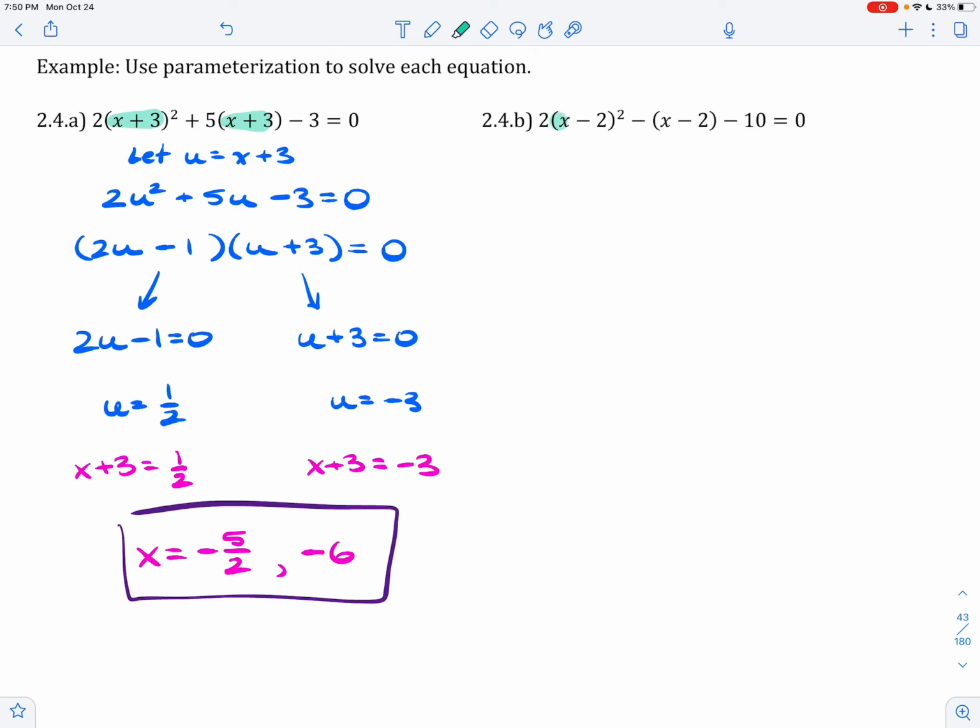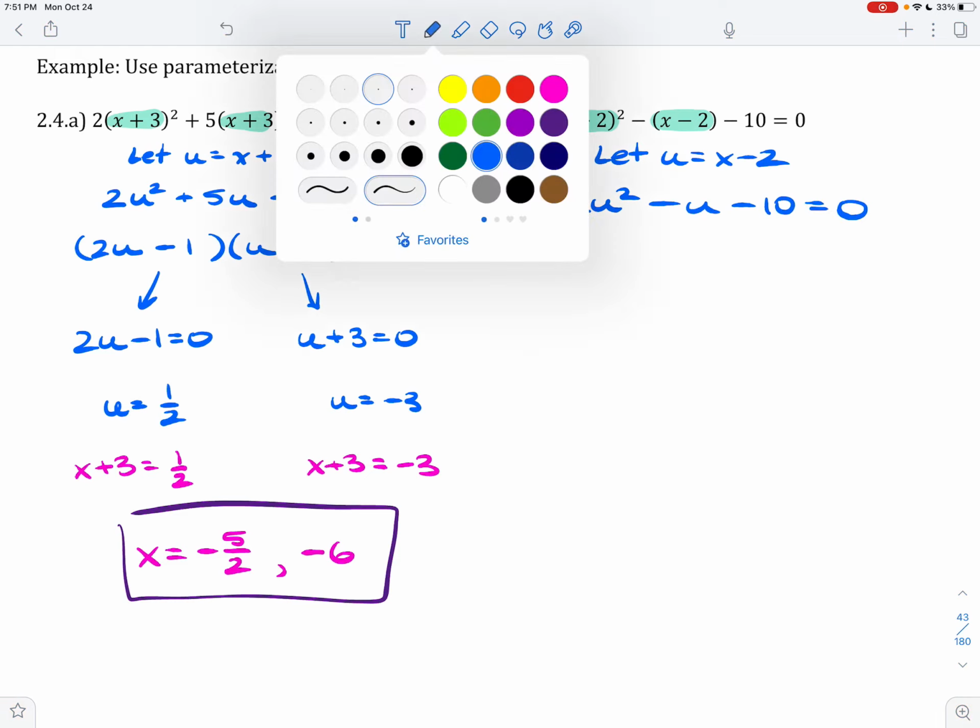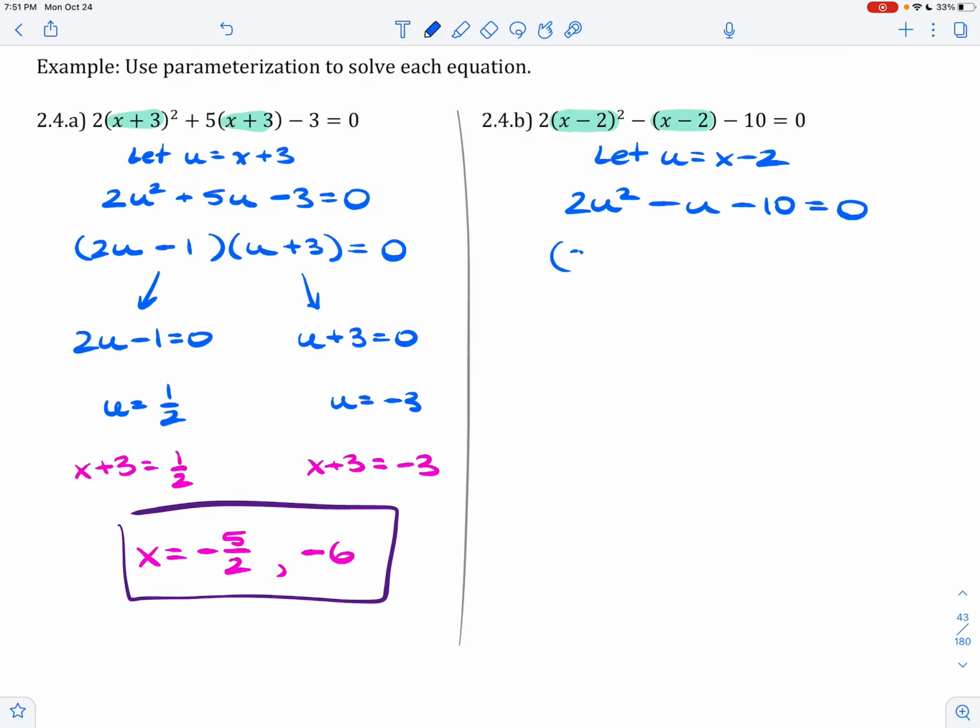The feature we see here is that there's a common x minus 2. Very key that those are actually identical. If they're not, we can't use this parameterization method. So we can let u equal x minus 2. And if we let u equal x minus 2, we'll replace all the x minus 2's with u's. So then we actually have 2u squared minus u minus 10 is equal to 0. And we're just going to factor that from there. In this case, still a 2u and a u.